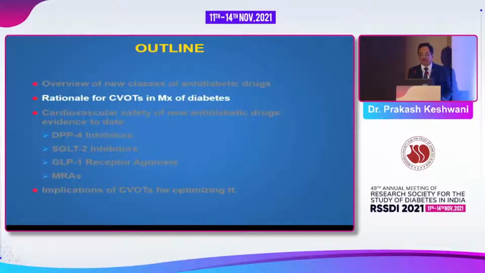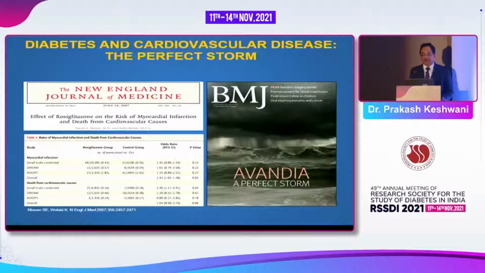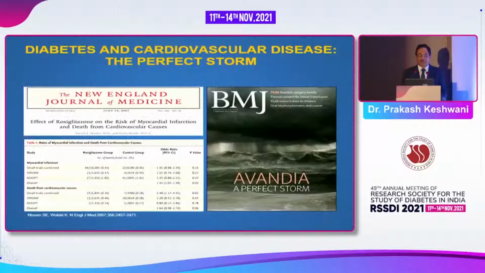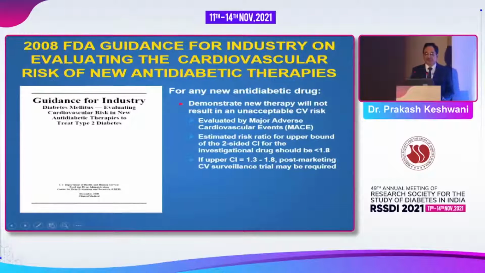Coming over to the rationale for CVOTs in the management of diabetes. We physicians and the majority of patients were surprised in 2007 when a study suggested that rosiglitazone can increase the risk of myocardial infarction and death from cardiovascular causes. The drug being used for the treatment of diabetes was found to cause cardiovascular damage, and in response, the FDA released guidelines that for any new anti-diabetic drug to be launched, industry must demonstrate that new therapies will not result in an unacceptable cardiovascular risk.